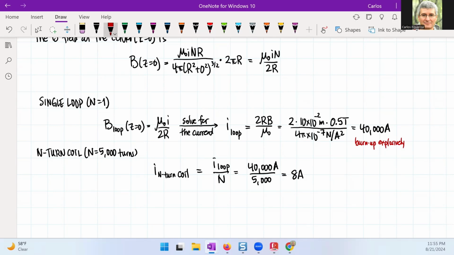This one is going to be no problem at all. So you could see why an N-turn coil is much more important than a single one.